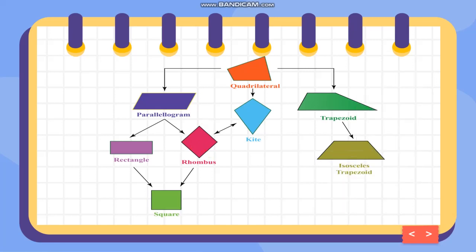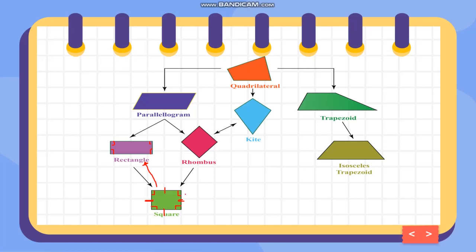Next, a square. As you can see, there are 4 right angles. If there are four right angles and two pairs of parallel sides, a square is a special rectangle, because a rectangle has four right angles and also two pairs of parallel sides. So a square is a rectangle. A square is a parallelogram because there are two pairs of parallel sides, and a square is a quadrilateral because there are four angles and four sides.